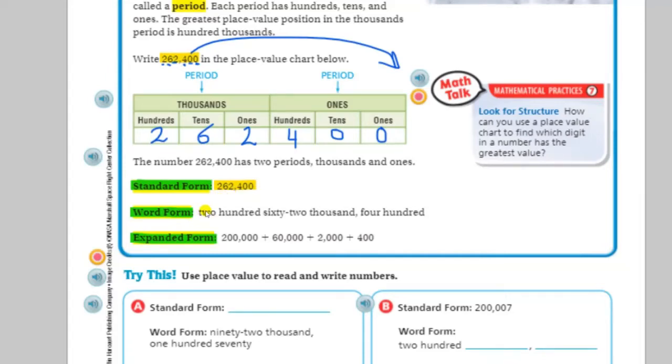The second form, which is word form, we are going to use words to write the number. And the third form, which is expanded form, we are going to use the values of each digit. So the expanded form is the sum of the values of the digits inside this number. Okay, let's write it here.